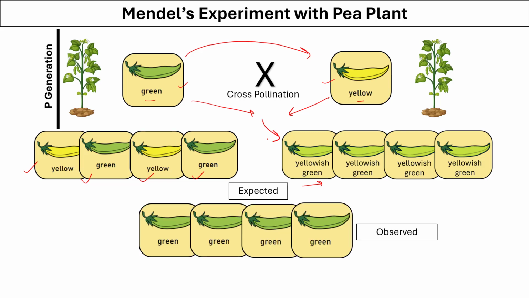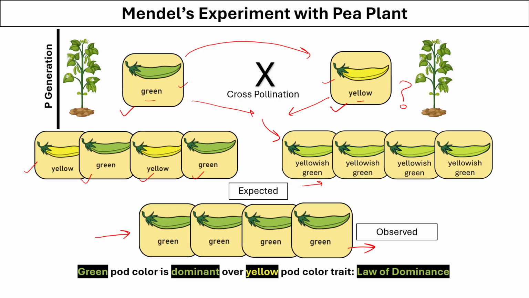What he actually saw is all of them were green. Then what happened to the yellow color? Where did that go? Even though one parent was green and the other parent was yellow, all the progeny, all the generation, was green only. So he called green color as dominant and yellow color as recessive.